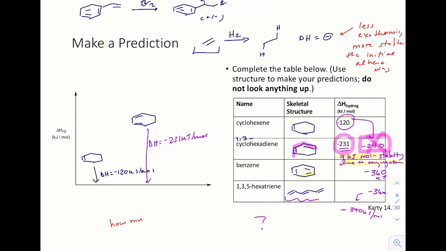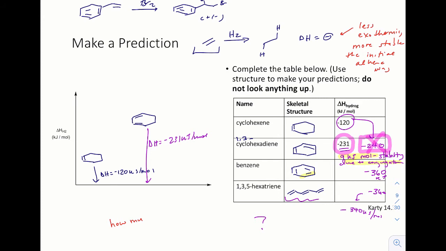And that's because 1,3-cyclohexadiene starts out with just 9 kilojoules per mole stability due to just the conjugation of the double bonds, leading to lower energy pi molecular orbitals and thus lower energy electrons.